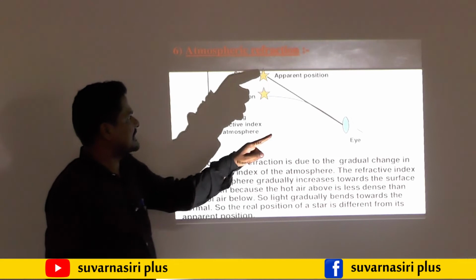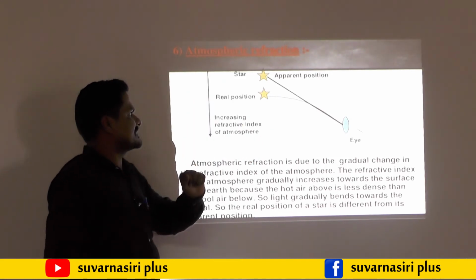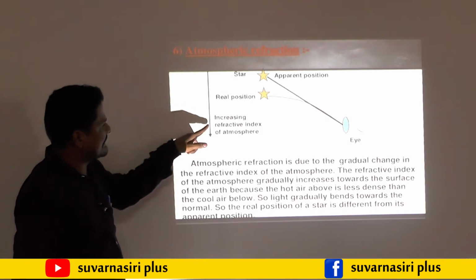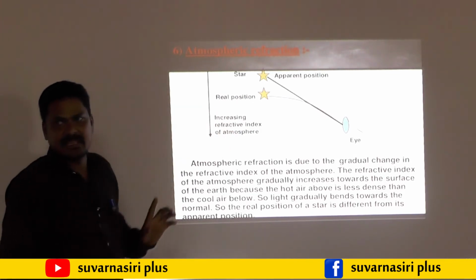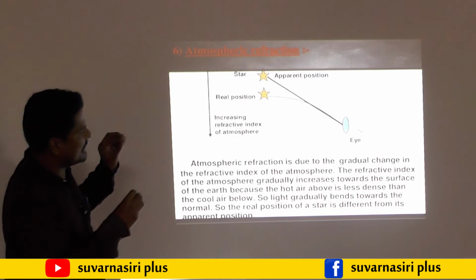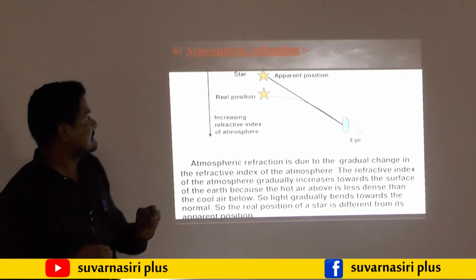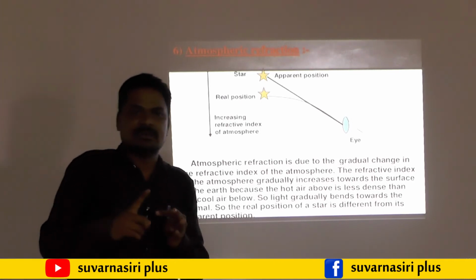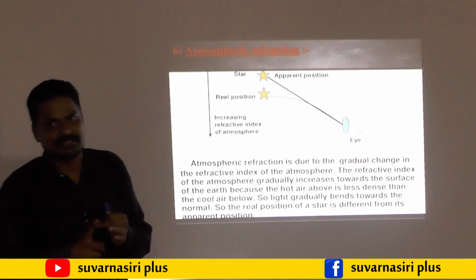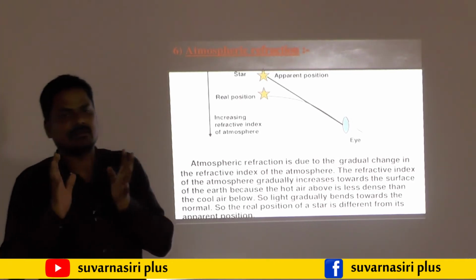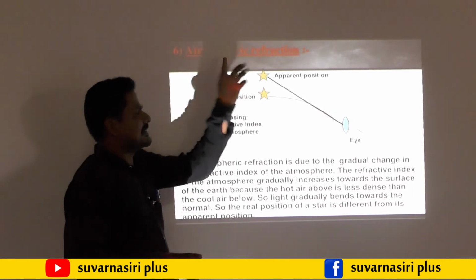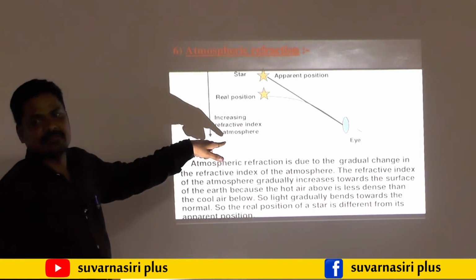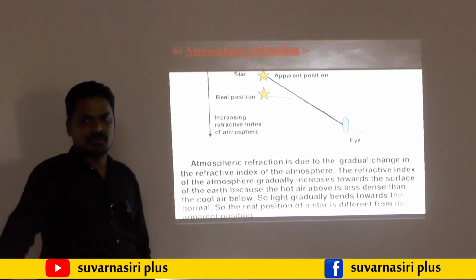So when we see the star, the apparent position of the star is different and the real position is different because of the increase in the refractive index of the atmosphere. So we have to keep these points in mind when questions are asked based on the apparent position or real position, and next, twinkling of star. So you have to give the answer as atmospheric refraction, because of the increasing refractive index of the atmosphere.